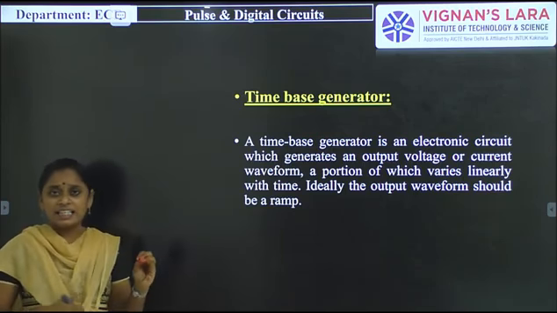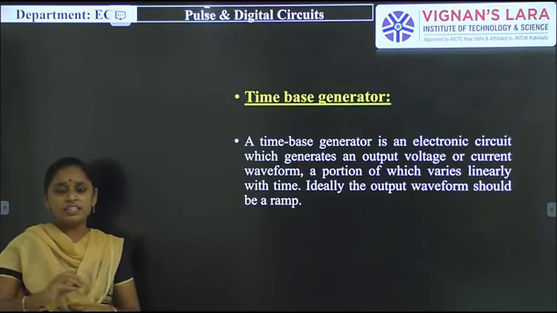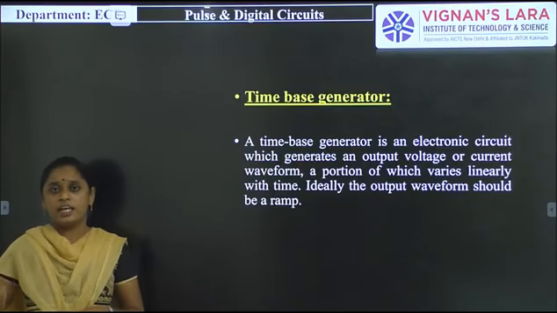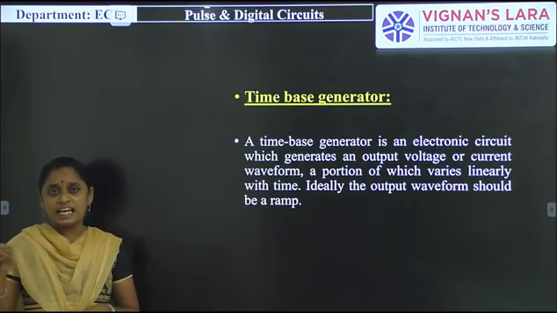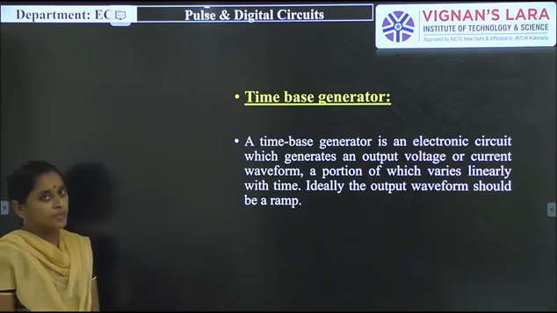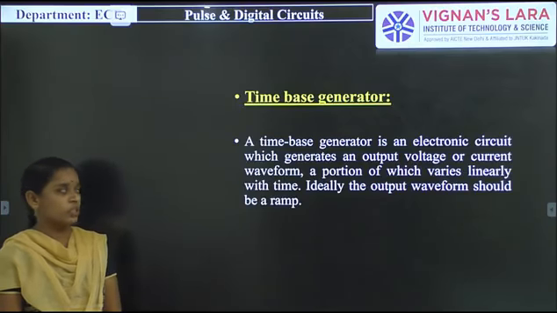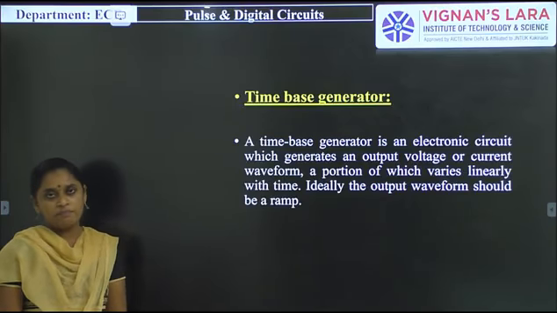This signal is continuously varied horizontally. Actually, this signal is continuously varying with time. This type of time base generator is known as a sweep circuit. Why? Because it is continuously varying with time. That's why this circuit is known as a sweep circuit. Simply, what is meant by a time base generator?